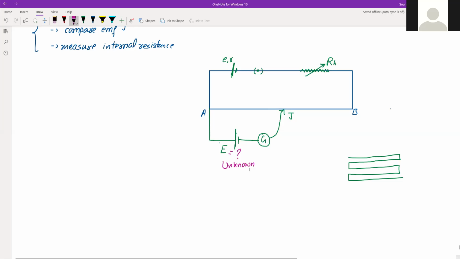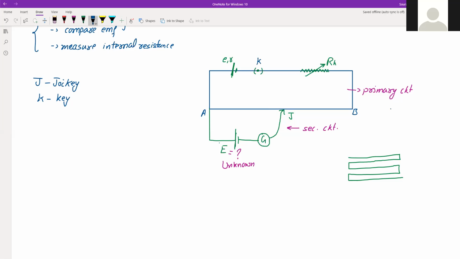Right. Now this part which you see here, this is called the primary circuit, and this part which you see here, this is called the secondary circuit. So this entire thing is divided into two segments, that is primary circuit and the secondary circuit. In the secondary circuit, there is the cell whose EMF we have to calculate. Other devices, I think you already know, that is this J stands for jockey. Jockey is a slider which will move, and this K is key.